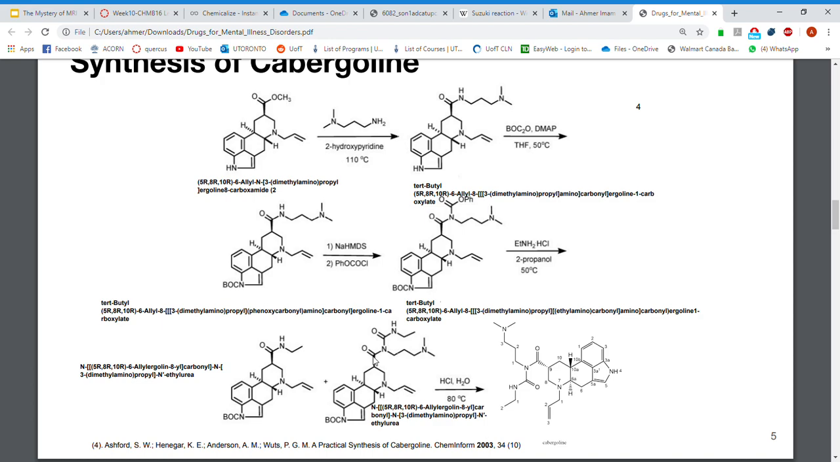I don't know what to say. Yeah, but look at the fourth ring. Look at the fourth ring. You see how the configuration there is R, but in cabergoline it's S, right? Oh, good point.